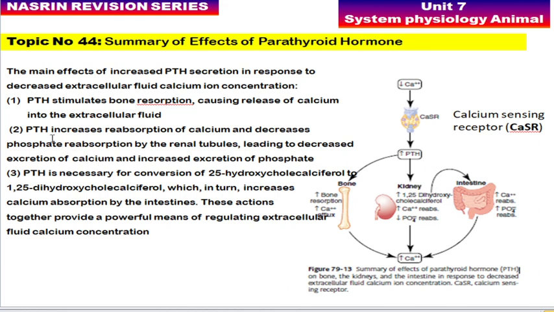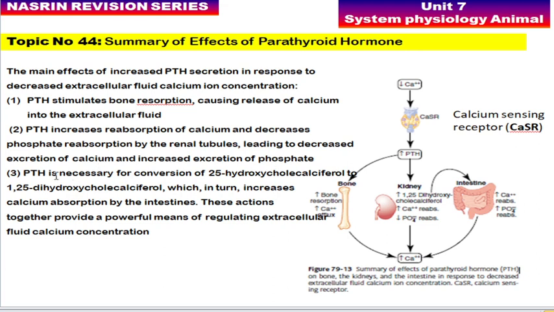With respect to kidney, this PTH will be increasing the reabsorption of calcium, as well as decreasing the phosphate reabsorption in the renal tubule. So from the renal tubule, more calcium ion will be reabsorbed back into the blood, whereas the phosphate ion reabsorption will be decreased. As a result, there will be a decreased excretion of calcium and increased excretion of phosphate.